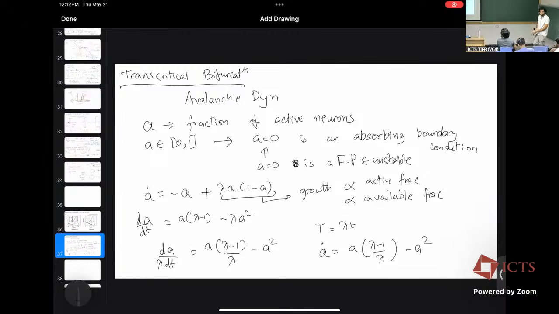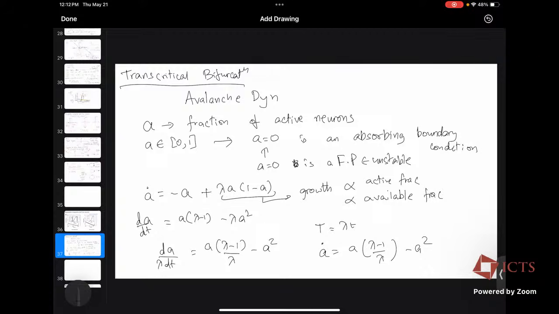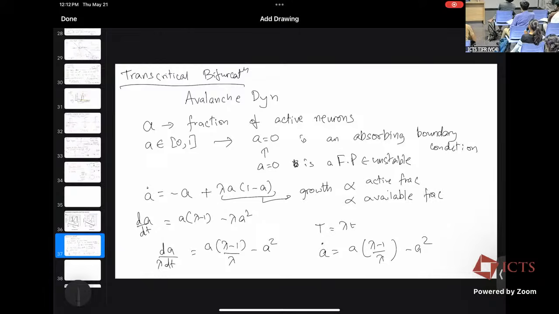I have another question. So we've modeled the decay just as minus A, but what about inhibitory connections between neurons? Because we're trying to model an avalanche, and if the excitations are modeled in the growth term, the inhibitory connections could also contribute to the decay of activity.